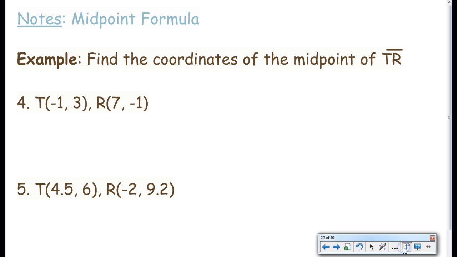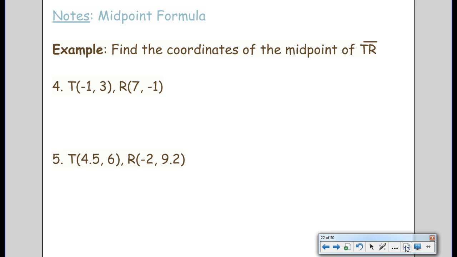All right, try it 2 more times. I'm going to let you do it on your own, but promise me that you'll circle the x's and underline the y's because you want to keep them separate. Don't put them together. Okay, add your x's and divide by 2. Add your y's and divide by 2.